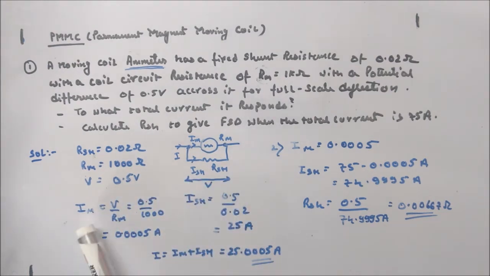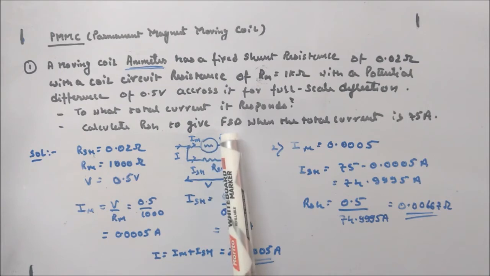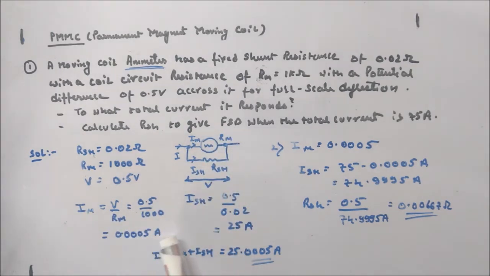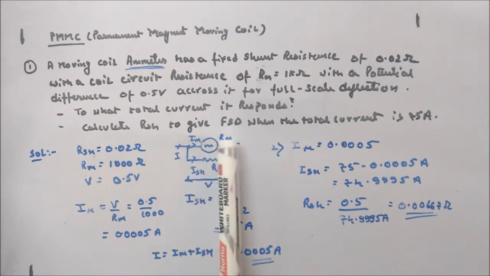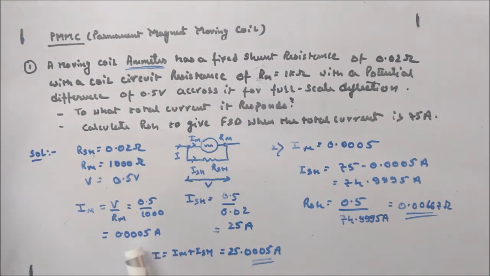Okay, so Im can be calculated, because resistance and voltage you know: 0.5 divided by 1000, which comes out to be 0.0005 ampere. So this is your current in this branch. Now the current in this branch you can calculate directly, since you know the voltage and resistance: 0.5 divided by 0.02, that is 25 ampere. So I will be the sum of these two currents. So 25 plus 0.0005 comes out to be 25.0005. That is the answer of your first question.